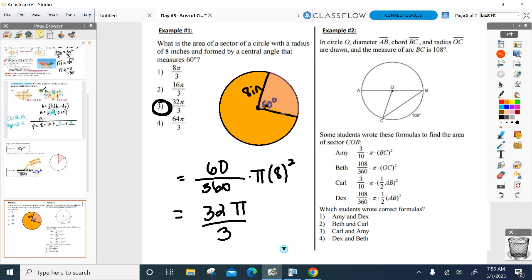Questions? All right, let's have a little fun here with four kids from a math class. They think they know how to find the area of sector COB. First, everyone take a look. Make sure you know where COB is on the diagram, that sector. So we're looking for this area right here. What's the area of this part of the circle?